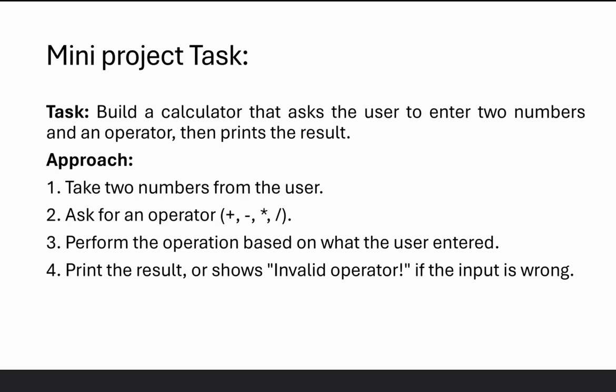So based on these operations, we are going to build a calculator. The calculator is going to ask the user to enter two numbers and an operator and then print the result. The steps in the approach are: take two numbers from the user, ask for an operator, perform the operation based on what the user entered, and then print the result or show invalid operator if the input is wrong.